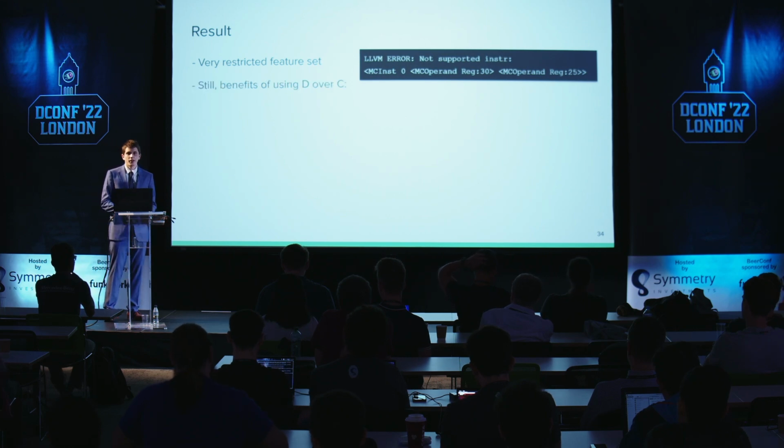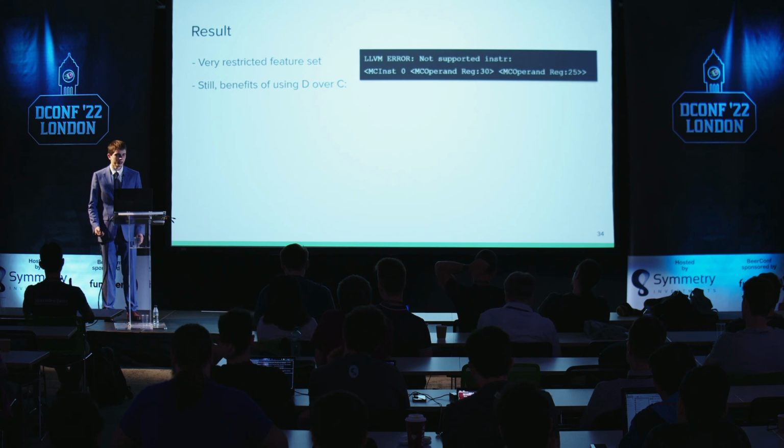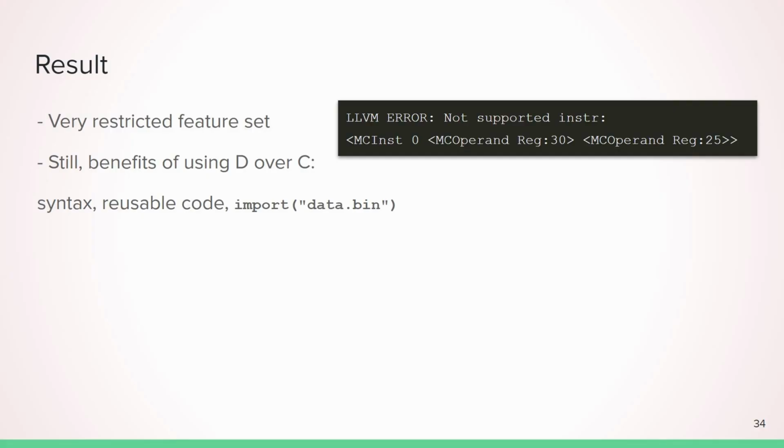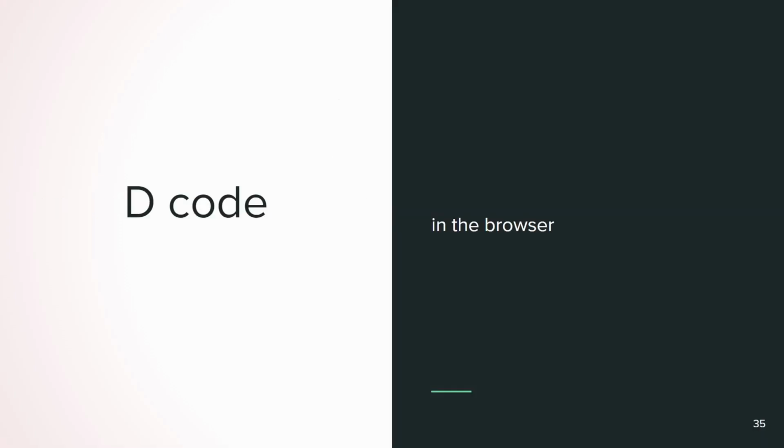And of course, there are still benefits of using D over C, even in a restricted feature set, like the familiar syntax, reusing your already written D code. And the import statement from before also came in handy here to just include all the replay data. So for my next example, I ran D on a, well, not that esoteric target, but not very well supported target at the moment: the browser.